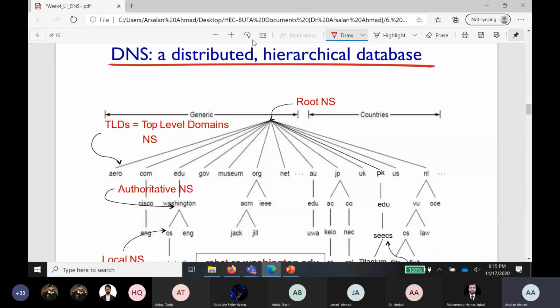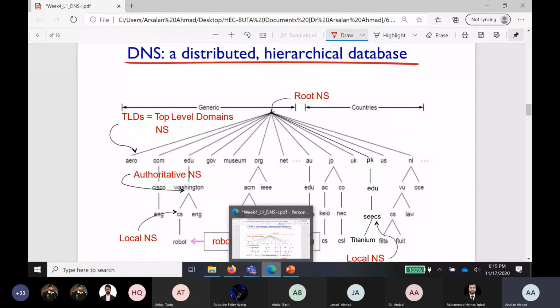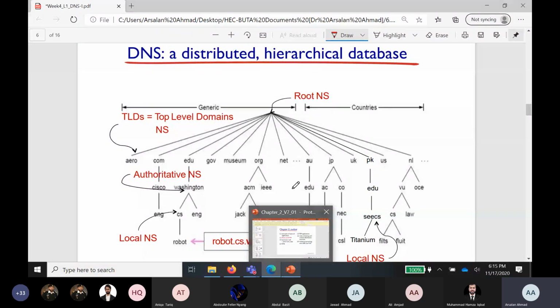In the modern day internet, this is the hierarchy, the structure that is being followed. DNS is a distributed and hierarchical database, and I believe we were on this particular slide, if I remember correctly. So we discussed this slide.